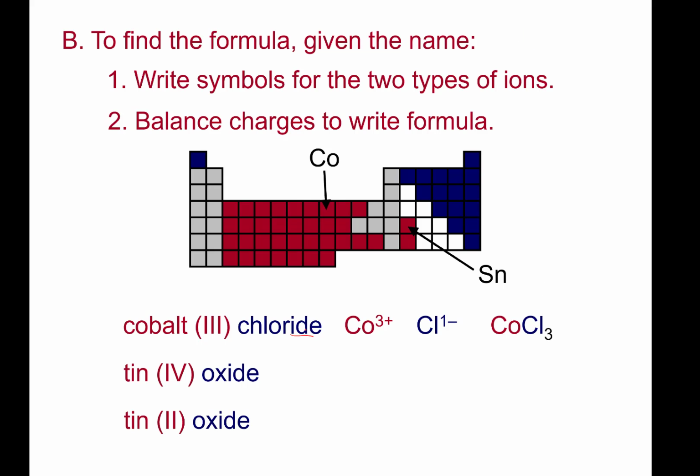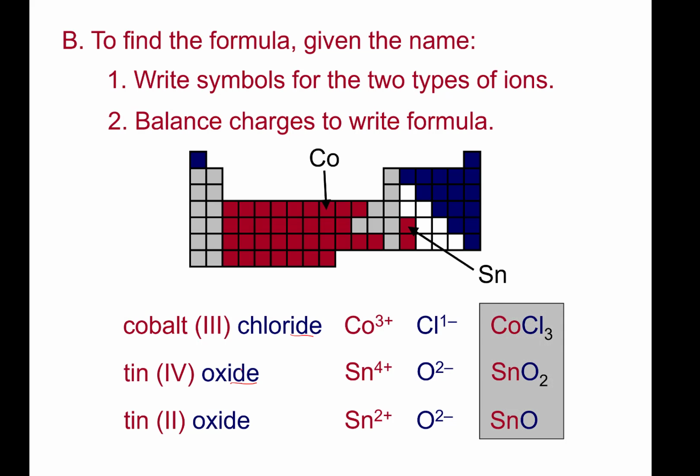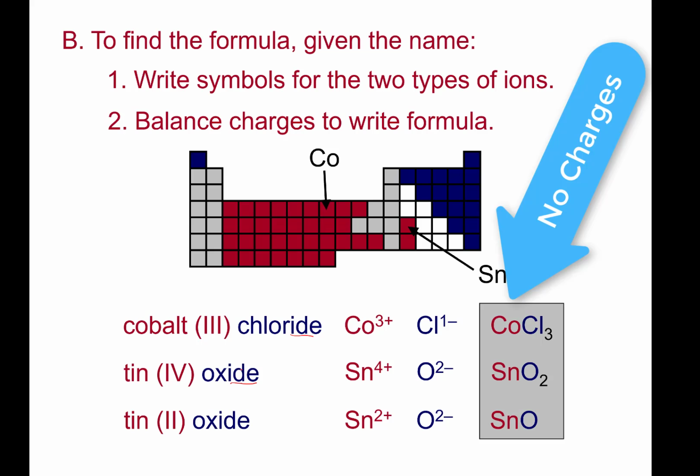Tin 4 oxide, the Roman numeral is telling us that tin has a 4+ charge. Oxide means it's just oxygen from the periodic table. So that's 2-. So we're going to need 2 oxide ions for every 1 tin ion. So the formula is SnO2. Tin 2 oxide is telling us that the charge for tin is 2+. Oxygen, when it forms an ion, is 2-. So the formula is just SnO. Again, you'll notice there's no charges in our final formulas.